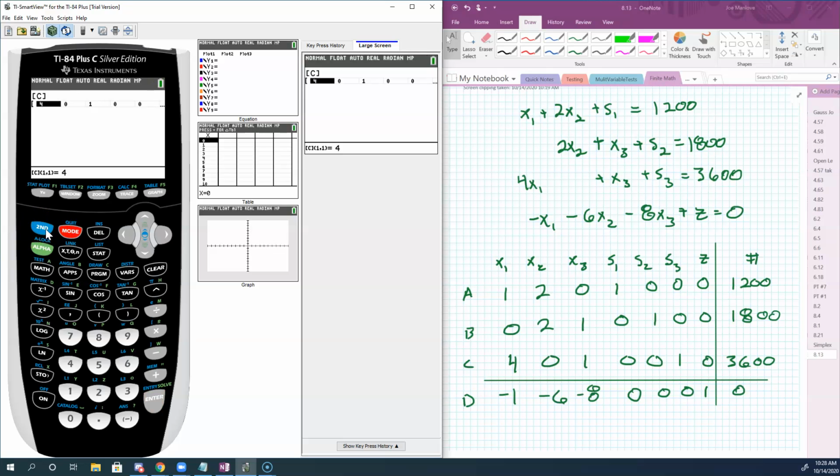Okay, and I should have checked that, but I didn't because I'm a bad person and I want to make errors. Okay, so matrix D needs to be 1 by 8, and it needs to have -1, -6, -8.